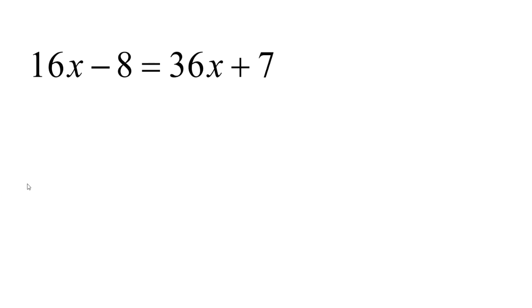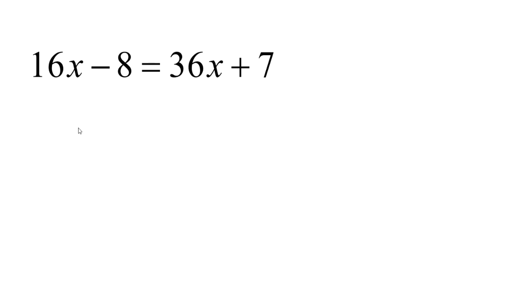In this next equation, if I go through the steps, again, I don't have grouping symbols and I don't have like terms on the same side of the equation, but I have a variable on both sides of the equation and I have a constant on both sides of the equation. Now I can choose whatever term I want to move first. It doesn't matter. I could move the 16x, the -8, the 36x, or the 7, and I would get the same answer.